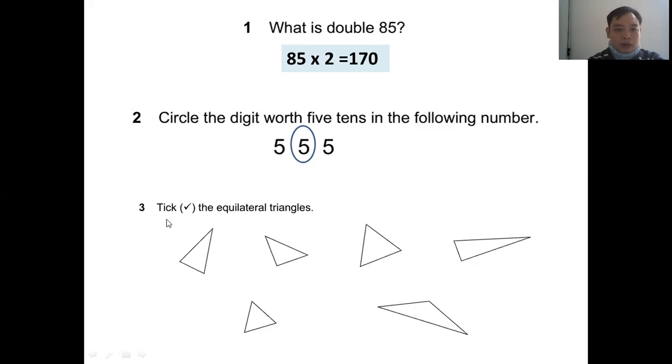Question 3. Take the equilateral triangles. So equilateral triangles means you have 3 equal sides. So the triangle has 3 equal sides. It will be this triangle and this triangle.